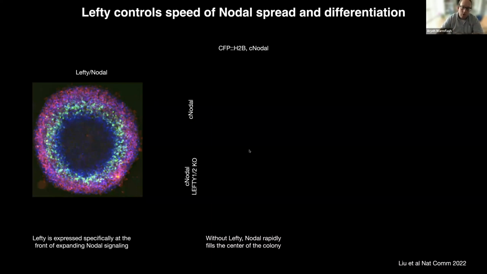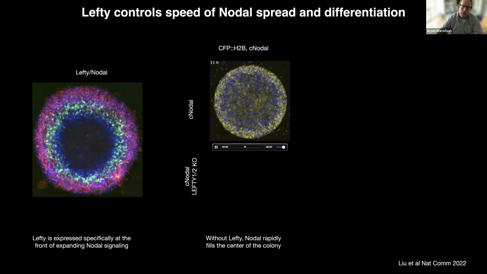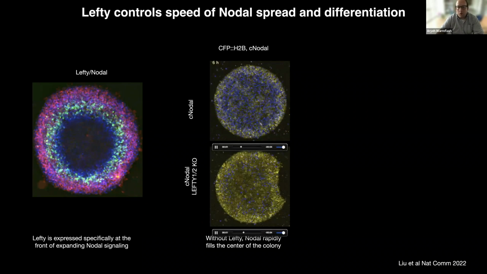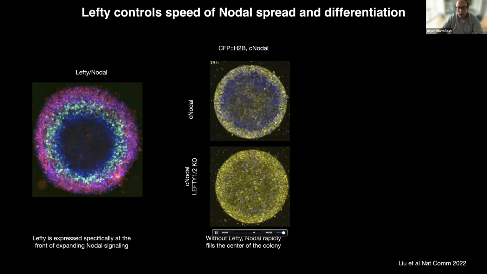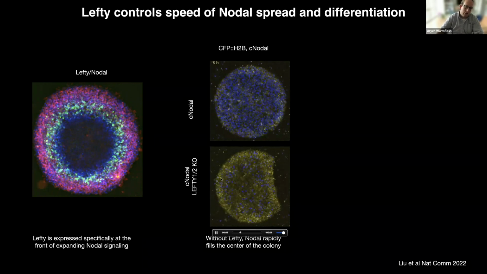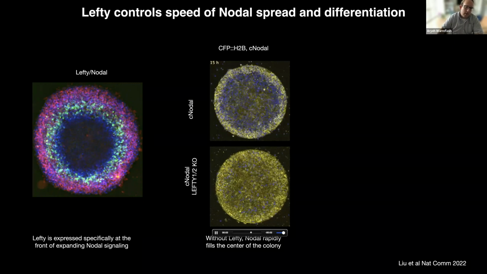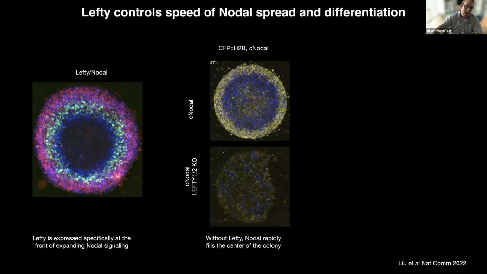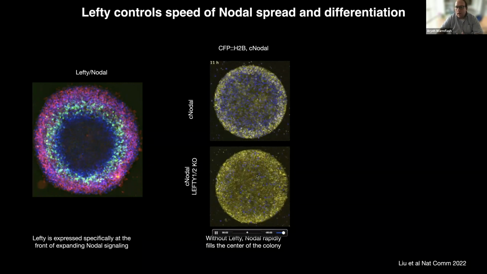And so to test that, people in the lab did this sort of very laborious feat of genetic engineering where we had these nodal cells that we modified. They knocked out both Lefty genes in these nodal cells so we could watch the signal propagate without Lefty. So here's sort of normal nodal signaling. It stays restricted to the edge. Here's when we remove Lefty, right? And so you can see this whole colony fill in bright with nodal, right? So in fact, you have this front of Lefty, and when you don't have Lefty, you get a much more rapid spread of the signal.